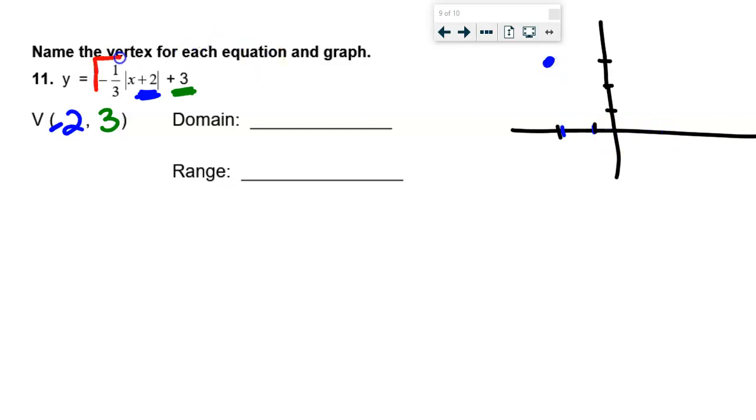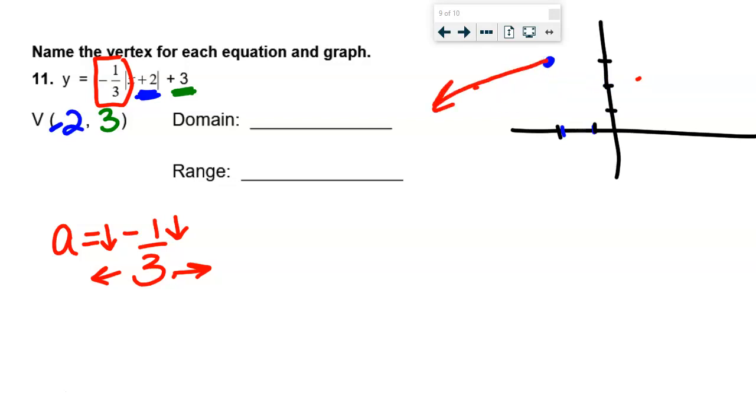And then in front, your a value is a -1/3. So that means you're going to travel down 1 and right 1. But you're also going to move down 1 and left 1. That's how you're going to get that absolute value shape. So down 1, right 3 over here, and down 1, left 3 over here. Of course, if I had an actual graph, it would look better. Ooh, that's ugly.